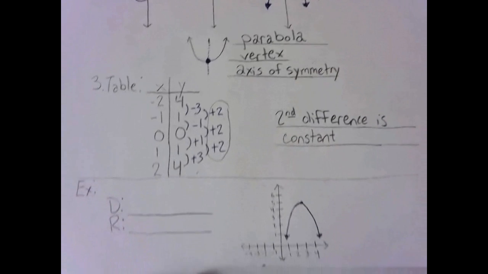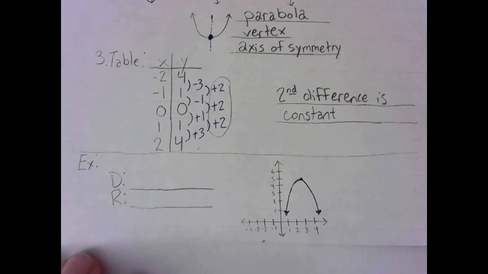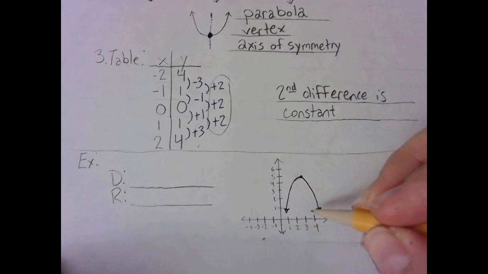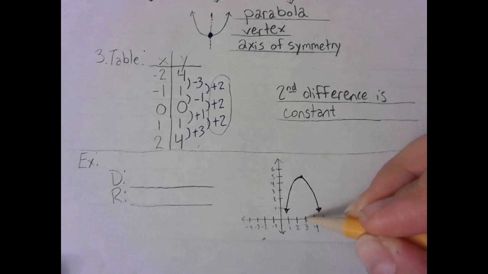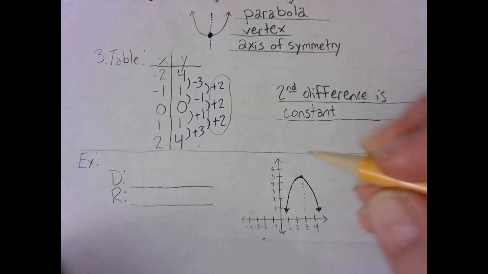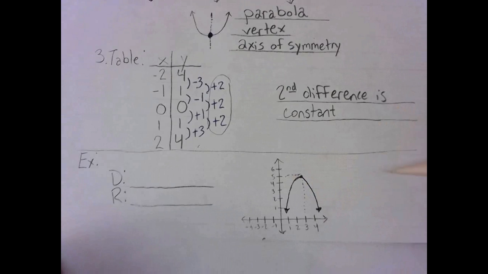All right, we're going to find the domain and the range of one example real quick. So here's my example, and I'm going to point out the vertex. It's hard to see. I tried to put the vertex right there. It's not the best drawing, but hopefully you can see that.